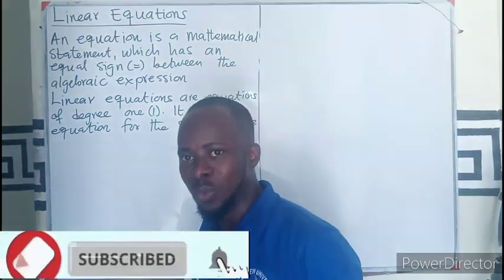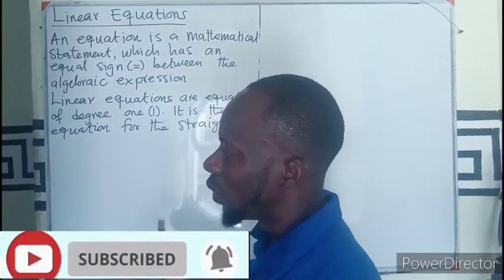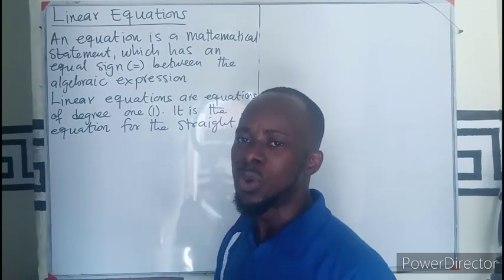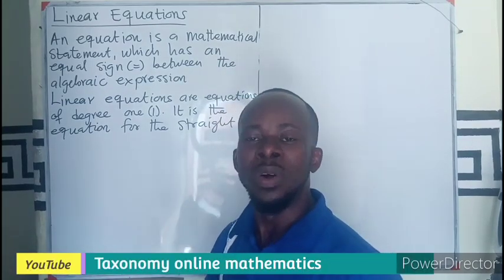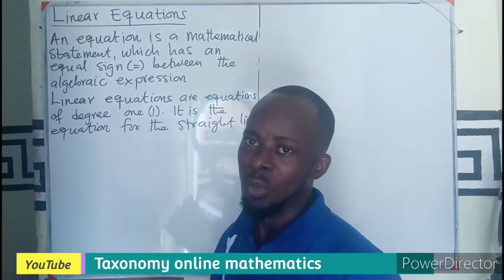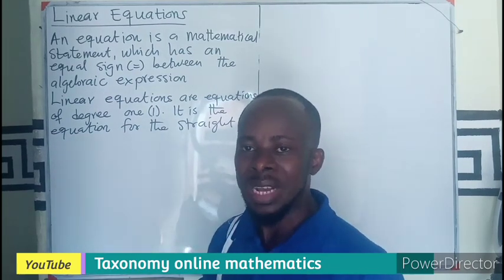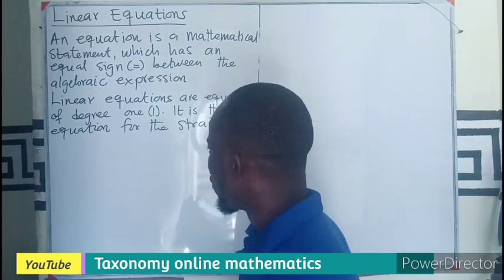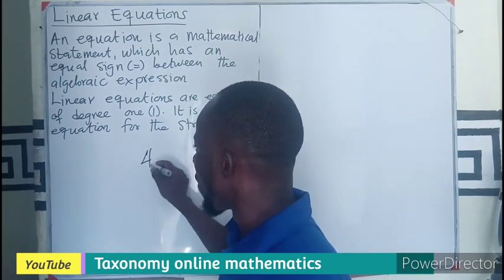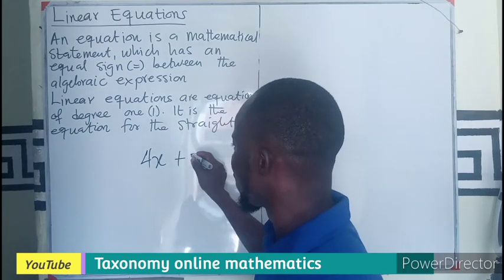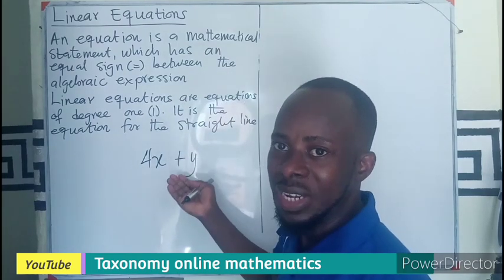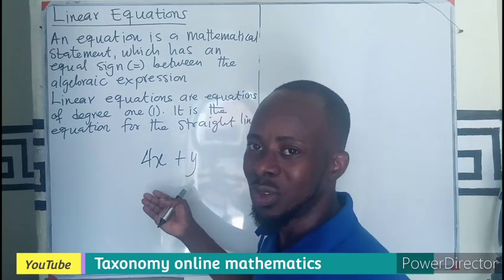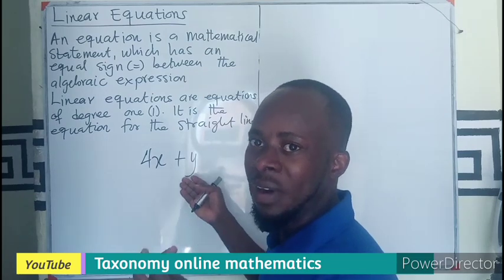So we want to take it when we talk of equation. We know equations are mathematical statements that involve an equal sign placed between algebraic expressions. We know algebraic expressions are made up of mathematical statements which consist of a constant and a variable. So if I have 4x plus y, this is an algebraic expression because it combines operations with a constant and a variable.